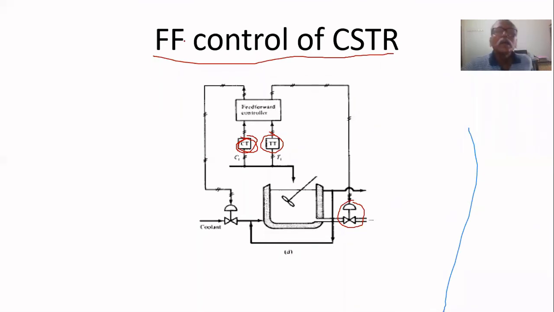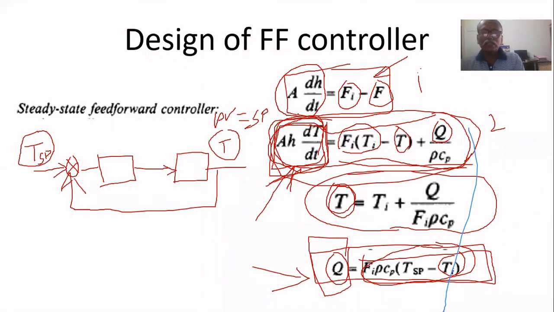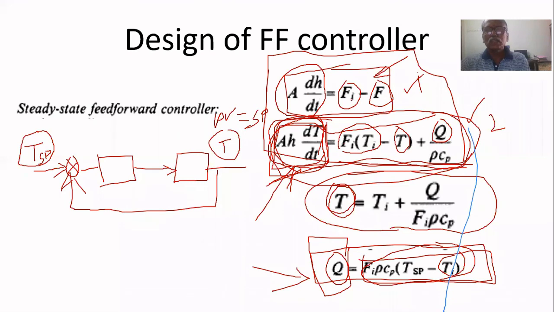Then another example. Let us quickly see the design so that you can understand. This is the mathematical model of a CSTR. This is for level and this is for temperature. In this case, Fi equals F at steady state, so Fi is constant. We are going to design a static model, so the dynamic part is 0. We have to equate the equation for Q. We are designing a controller to make T equal to T set point, so instead of T, we substitute T set point. That's all. That will give you a feed forward controller.